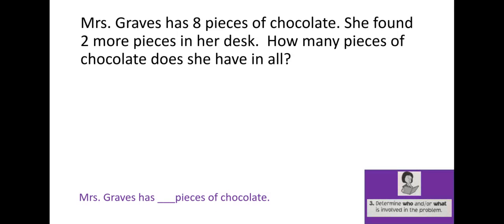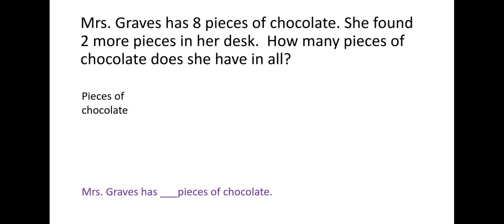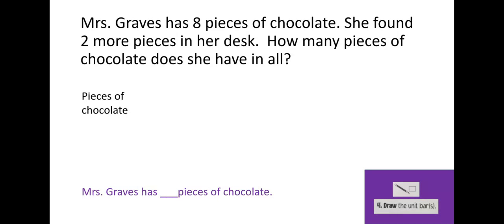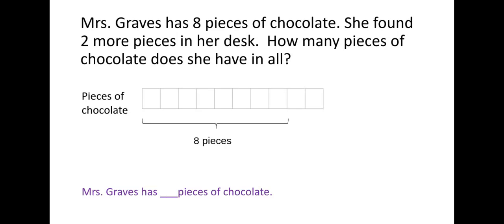Next, we are going to write out what it is that we're trying to find. So we know that she had pieces of chocolate. And we're going to draw our bars. She had 8 pieces of chocolate in her desk, so we have 8 boxes for our 8 pieces of chocolate. She found 2 more in her desk, so we added 2 more squares. So we have 8 that she had first, and then the 2 that she found.